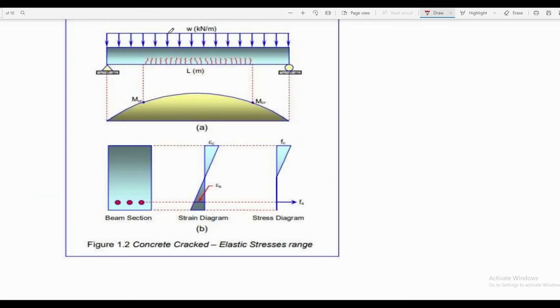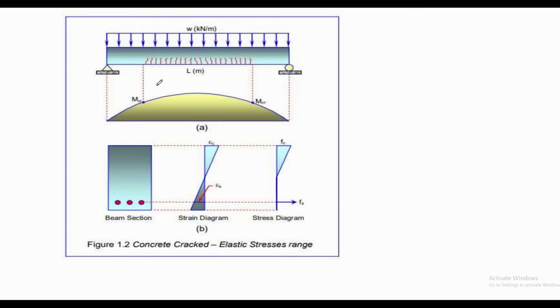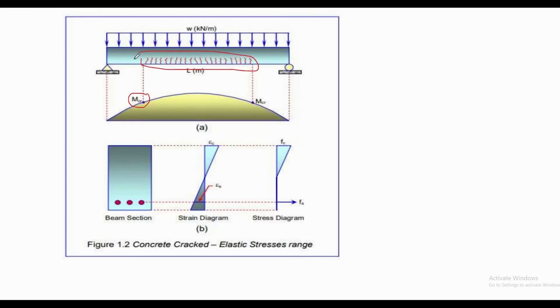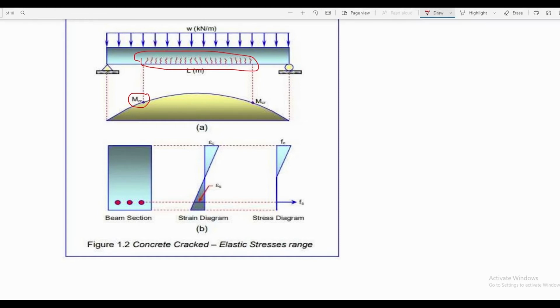At this stage, additional load will be applied on the beam. It will reach the cracking moment, and it will begin to crack at the bottom portion of the reinforced concrete beam. At this stage, the steel will begin to resist the tension forces at the bottom portion of the beam, and the distribution of stresses will be illustrated by this figure.